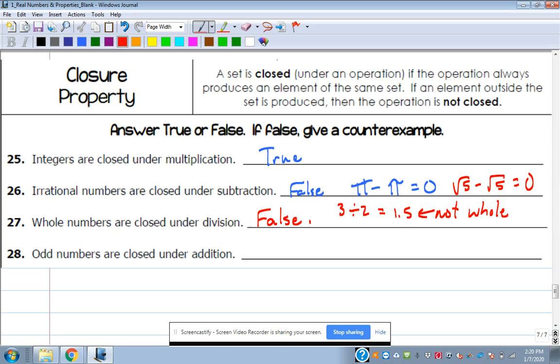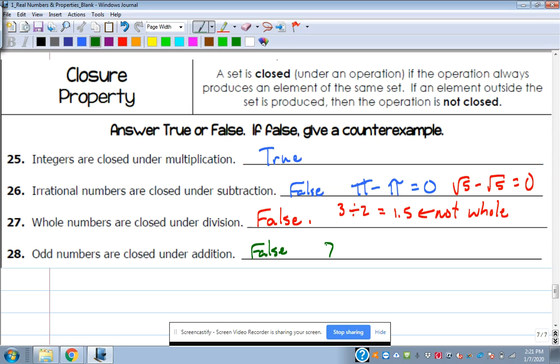All right. 28, it says odd numbers are closed under addition. What? You think they are? Okay. Oh, 7 plus 7 is 14. What kind of number is 14? Even, not odd. You just gave us a counterexample. So that means it's not. So this would be a false one.